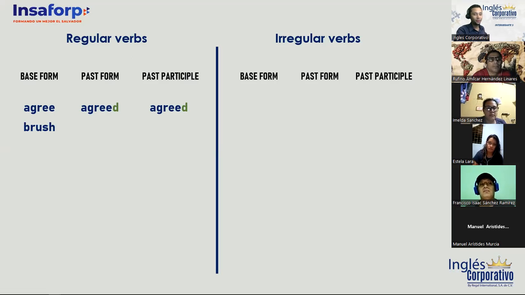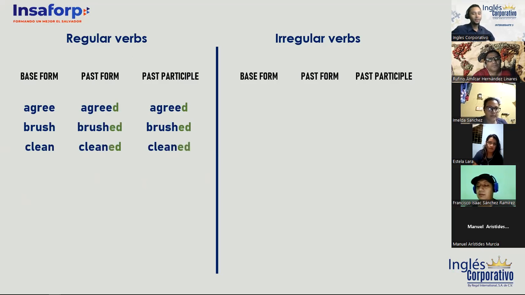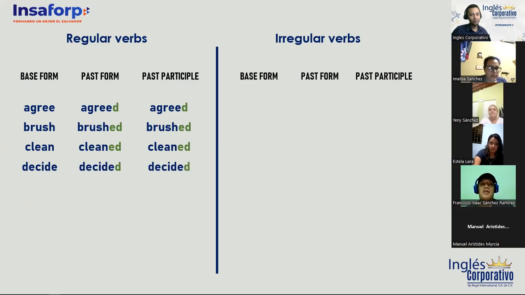So then we have the verb brush. What is the past of brush and the past participle? Brushed. Okay, you have brushed with ed. What about clean? What is the past and past participle of clean? Cleaned, with ed. Very good. What about decide? What is the past and past participle? Decided. Past form, past participle, also decided.